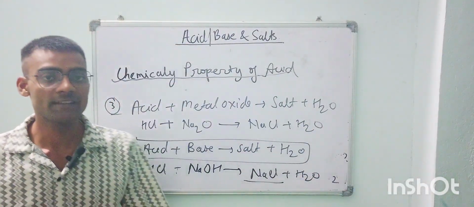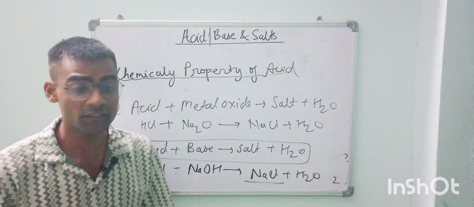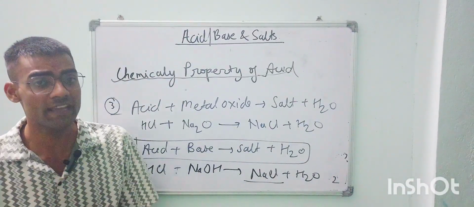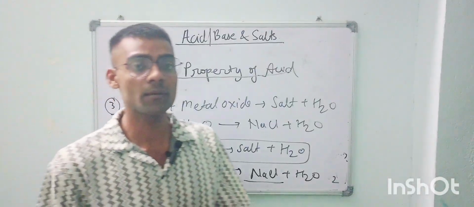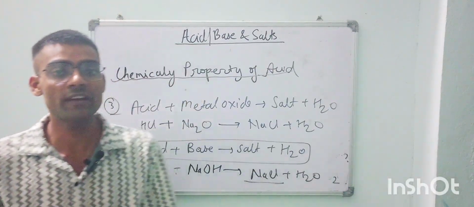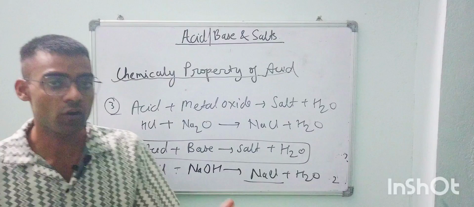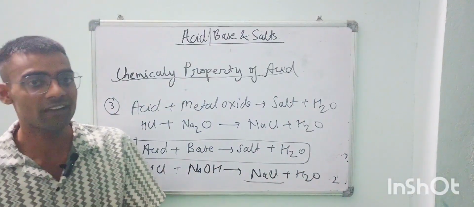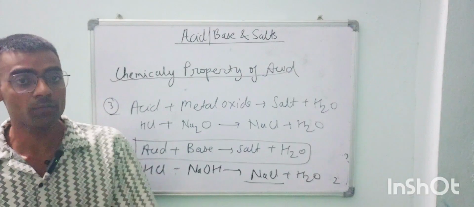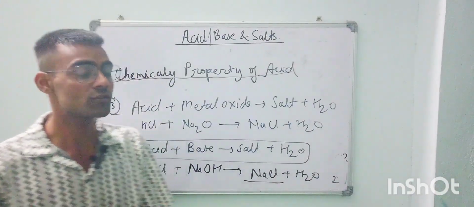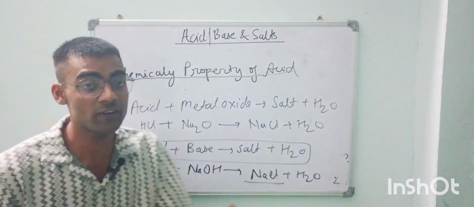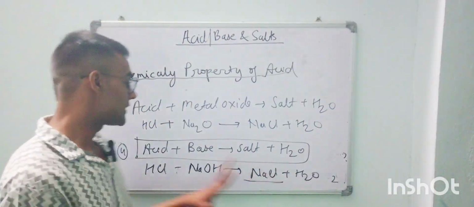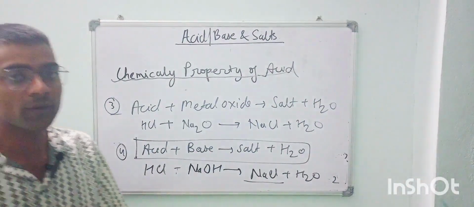The first one we have studied is that when acid reacts with a metal, it gives salt plus hydrogen. The second property is that when acid reacts with a metal hydrogen carbonate or carbonate, it gives salt plus water plus carbon dioxide. In the third, when acid reacts with a metal oxide, it gives salt plus water. And the fourth, also known as the neutralization reaction, is that when acid reacts with a base, it gives salt plus water. So basically, these are the chemical properties of acid.